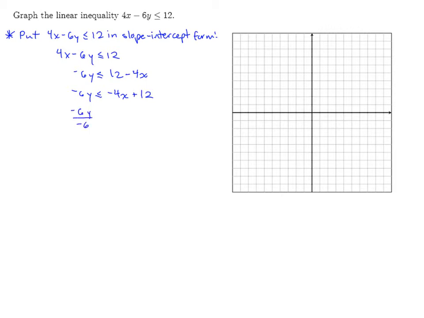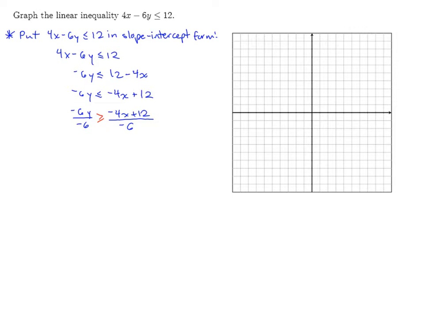And remember that when we divide each side of an inequality by a negative number, it reverses that inequality symbol. So now I have negative 6y over negative 6 greater than or equal to, and on the right side I have negative 4x plus 12, that quantity over negative 6. So each side was divided by negative 6 and that inequality sign flipped.